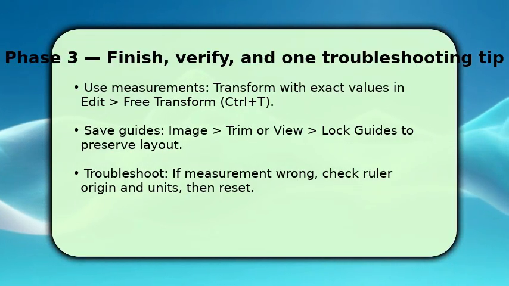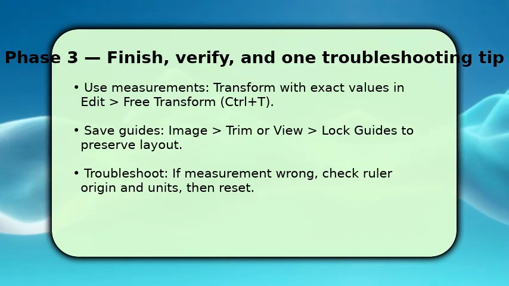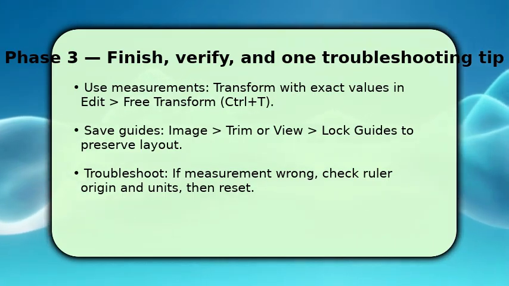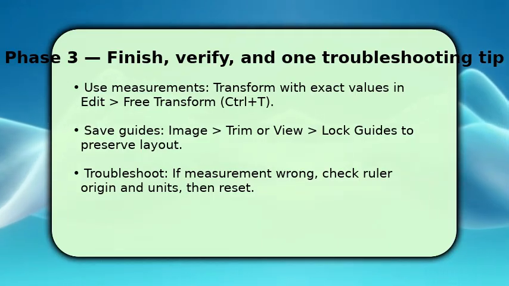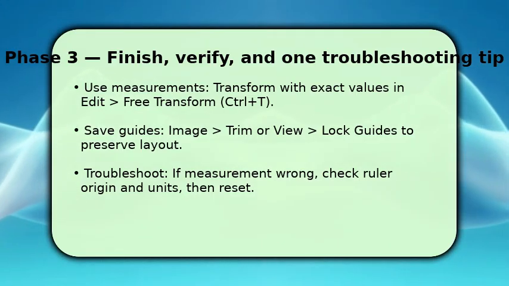If numbers look off, check the ruler origin at the document corner and confirm units. If needed, choose Reset Ruler Origin or Change Units, because an incorrect origin or unit is the usual culprit.